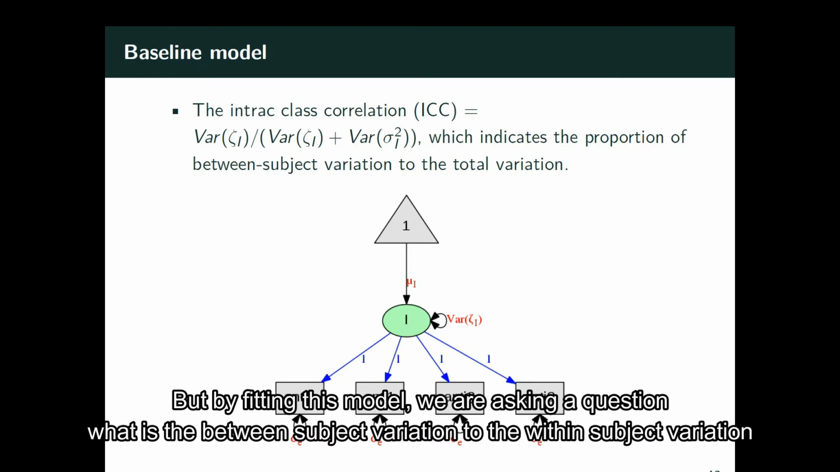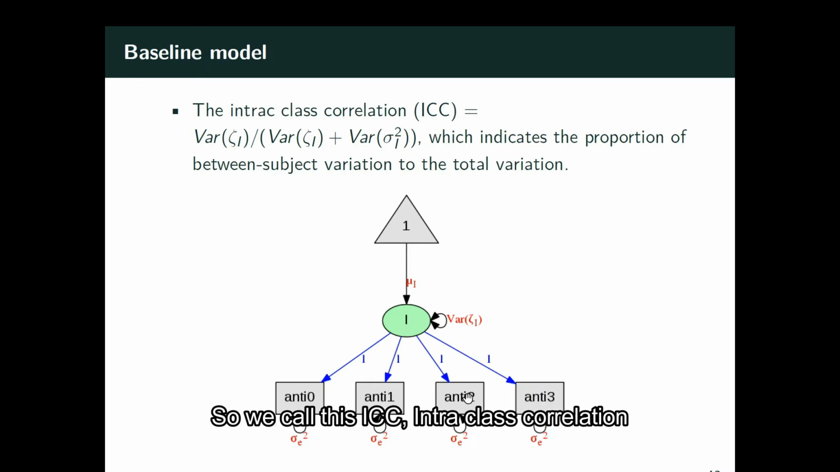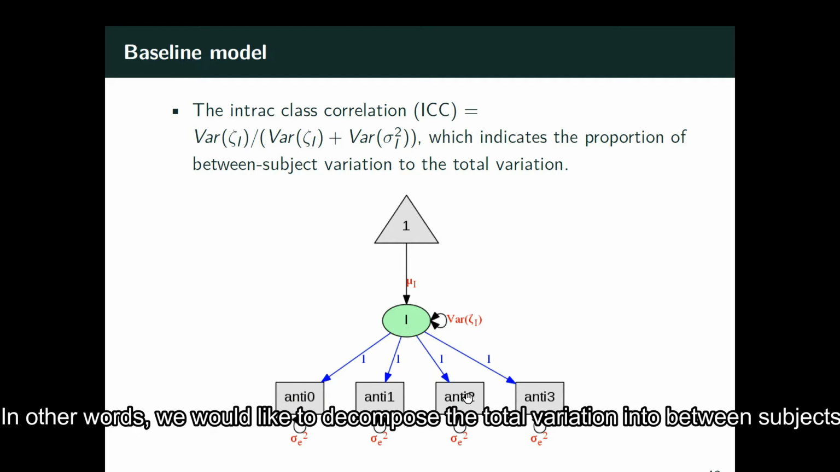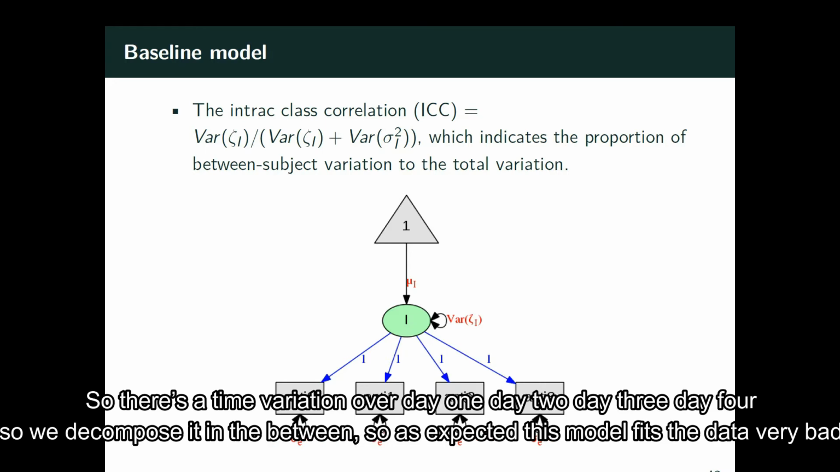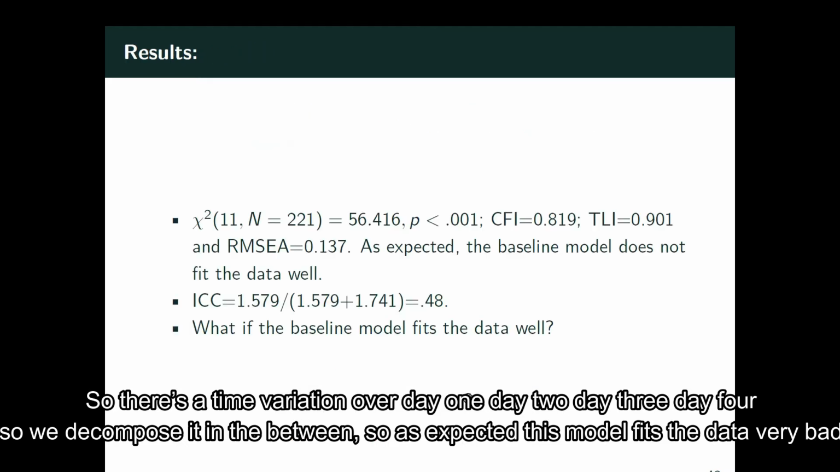But by fitting these models, we are asking a question: what is the between subject variation relative to the within subject variation? We call this the ICC, intra-class correlation. In other words, we would like to decompose the total variation into the between subject component, that is the variation between subject A and subject B, where one is more antisocial than the other, versus the within subject component, the variation over day 1, day 2, day 3, day 4.